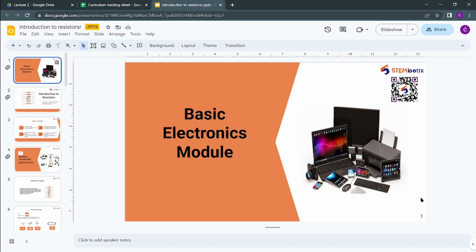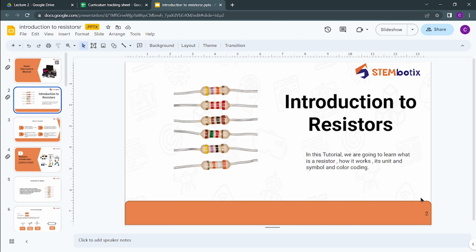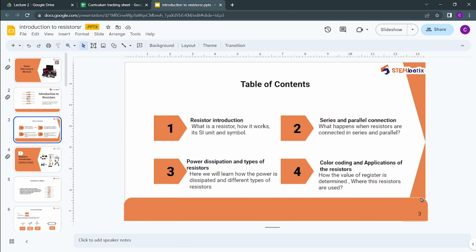Hello friends, today we will see our third lecture of the Basic Electronics module, which is Introduction to Resistors. In today's session, we will introduce you to resistors and their SI unit, formula, series and parallel connection, and coding. So let's first start with the Introduction to Resistors.